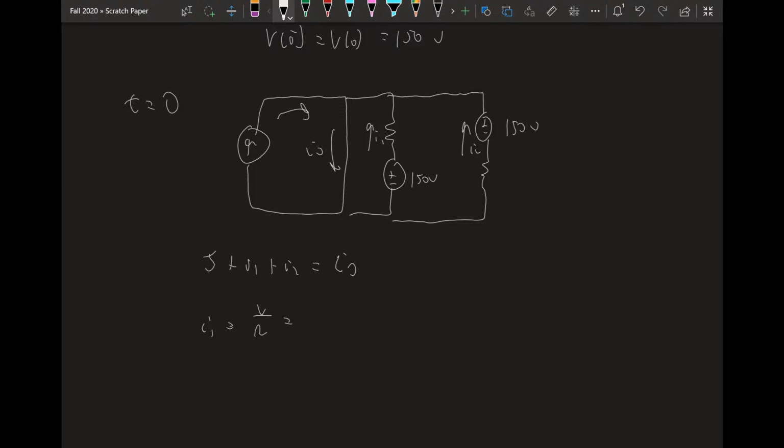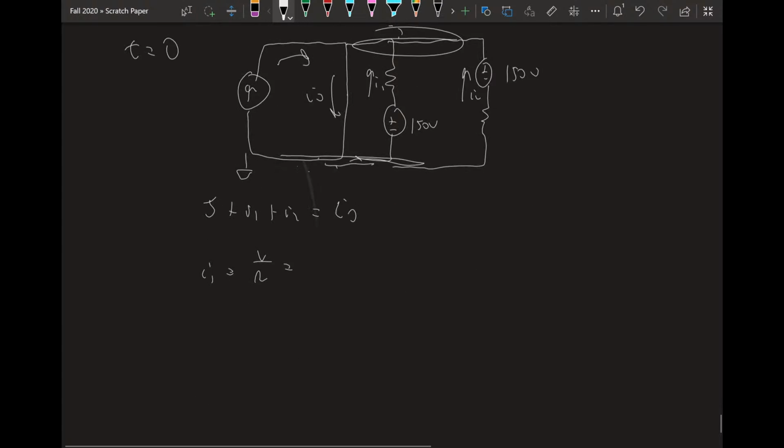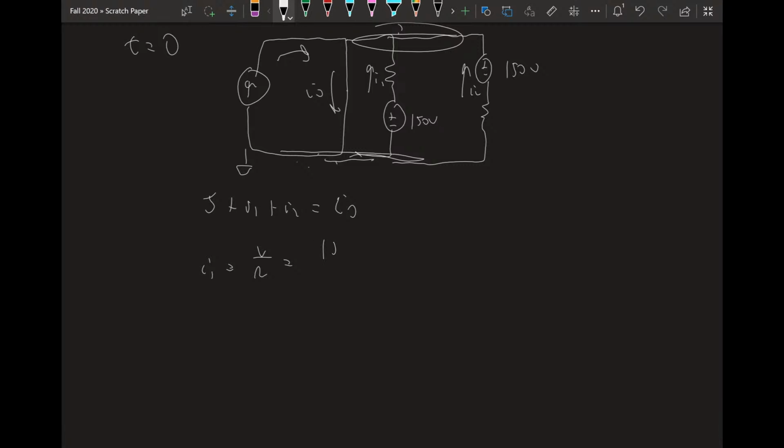And I am defining this node as ground to aid in my calculations. And in fact, it is ground. If I define this as ground, and this is a short, this voltage is also ground, right? So both of these voltages are ground. So I can say I1 is 150 over R, R is 0.2, this equals 750 amps.